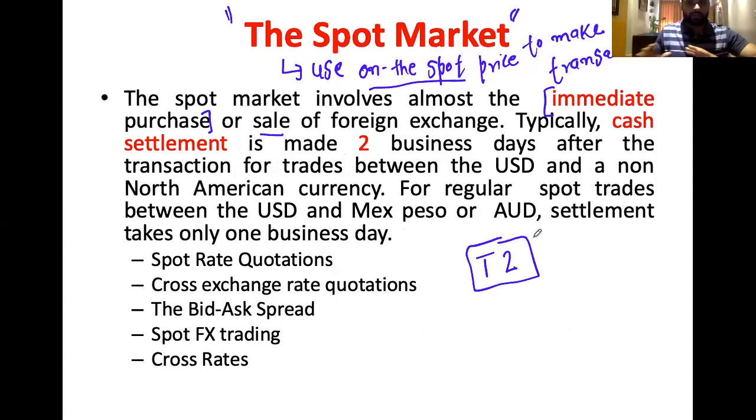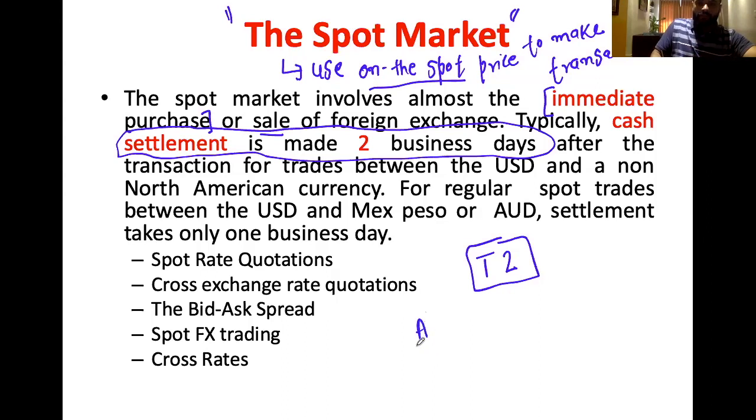For example, let me give you a very quick example. What does it mean, settlement made in 2 business days? Do you know what it means? No. So for example, you have two banks. Bank A, I'm giving the example of banks so it's easy to understand. Bank B. So for example, you transfer money from bank A to bank B.